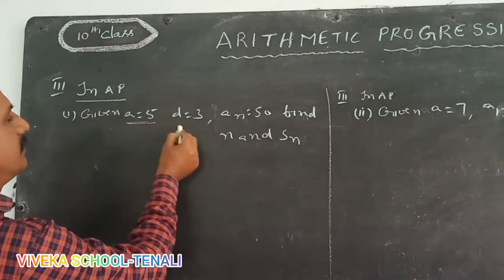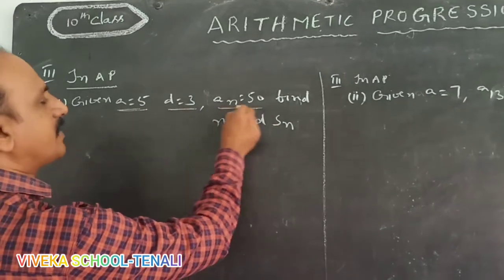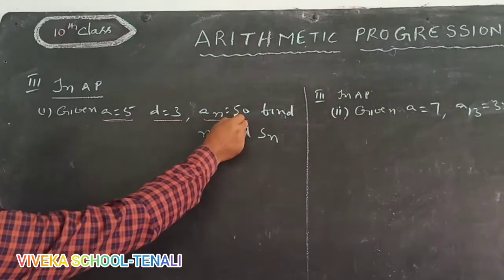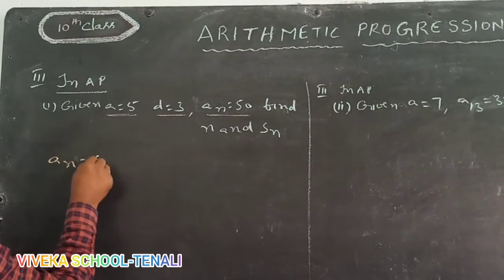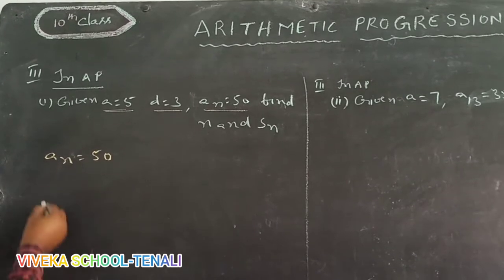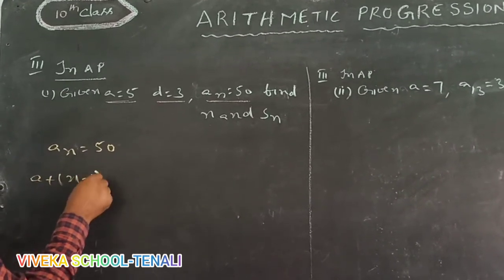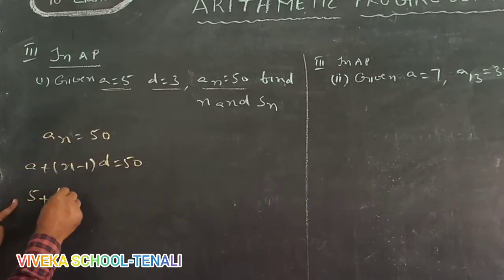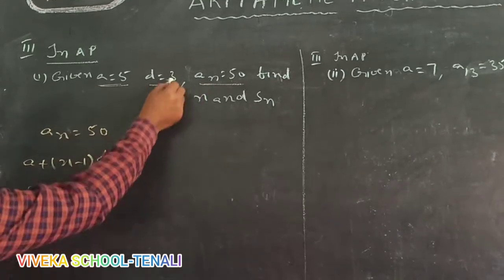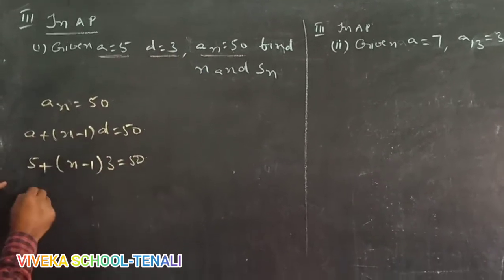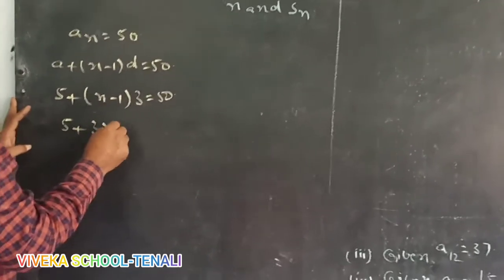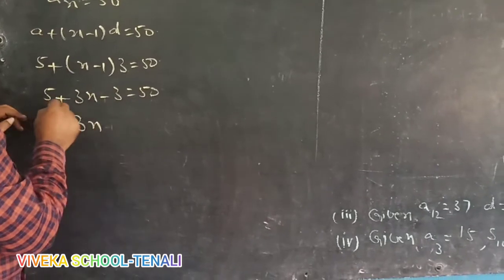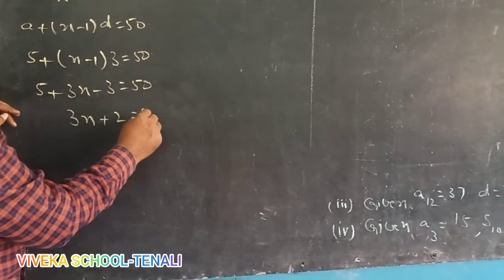Given a equal to 5, d equal to 3, the common difference, an equal to 50, find n and Sn. a, d, an are given. An equal to the value, what is that? An is equal to 50. What is the an formula in AP? a plus n minus 1 into d is equal to 50. The value a is 5, plus n minus 1 into d, with d equal to 3, is equal to 50. 5 plus 3 into n, 3n minus 3 ones are 3, is equal to 50. Then 3n, 5 minus 3 is the value plus 2, is equal to 50.